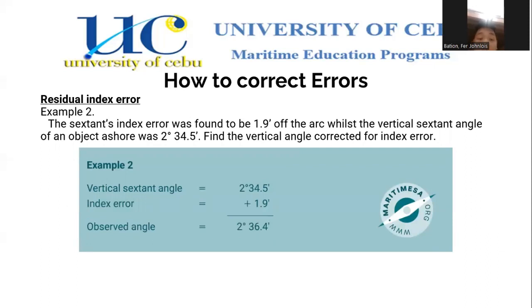So example number 2. The sextant's index error was found to be 1.9 minutes of arc, whilst the vertical sextant angle of an object ashore was 2 degrees 34.5 minutes. Find the vertical angle corrected for the index error. So the vertical sextant angle is 2 degrees 34.5 minutes, and the index error is 1.9 minutes. So the observed angle is 2 degrees 36.4 minutes.